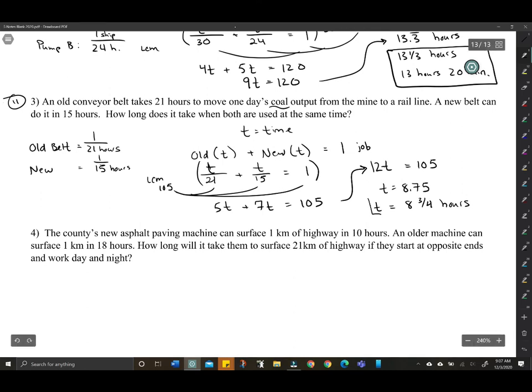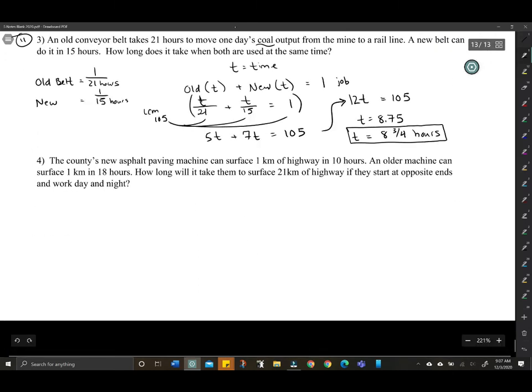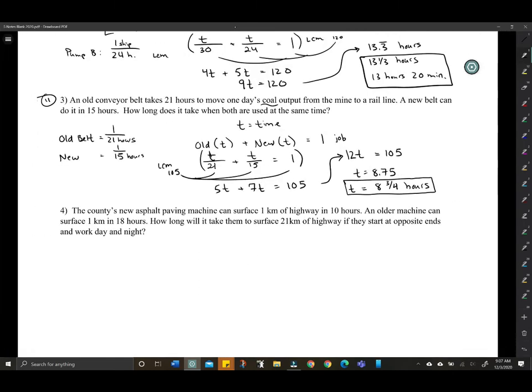Now, last one here. So county's new asphalt paving machine can surface 1 kilometer of highway in 10 hours. So we have the new machine can do 1 kilometer per 10 hours. An older machine can surface 1 kilometer in 18. 1 kilometer per 18 hours.